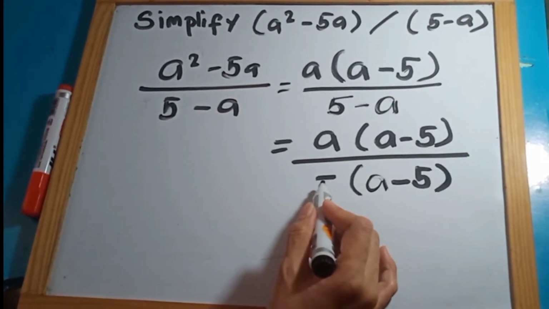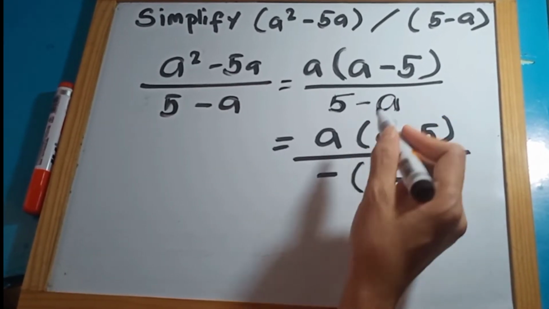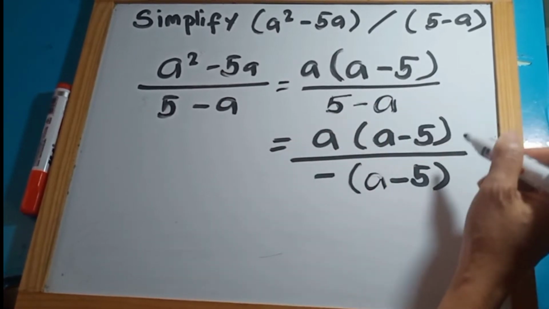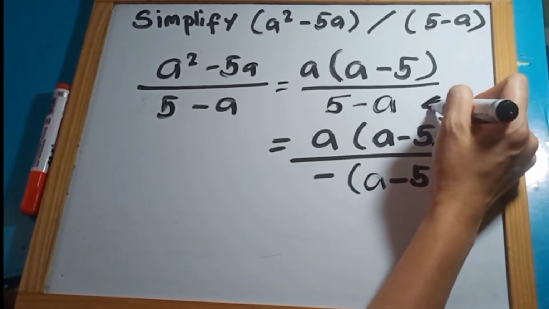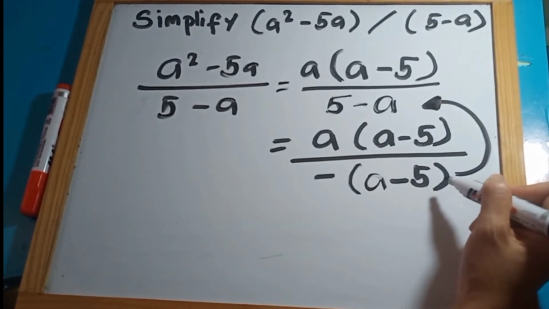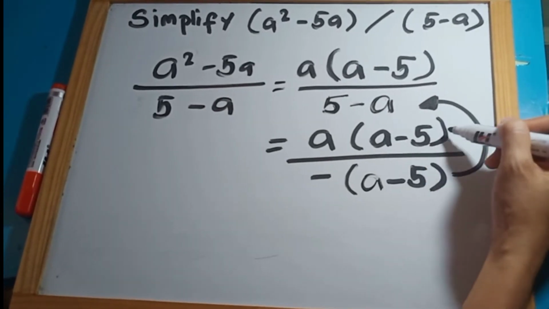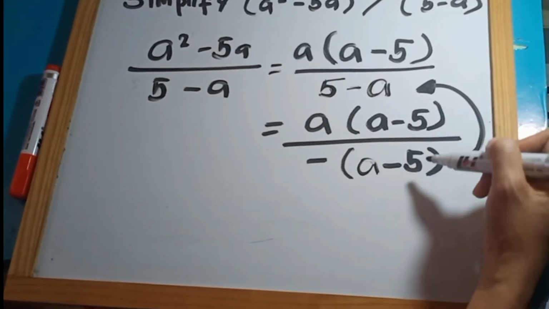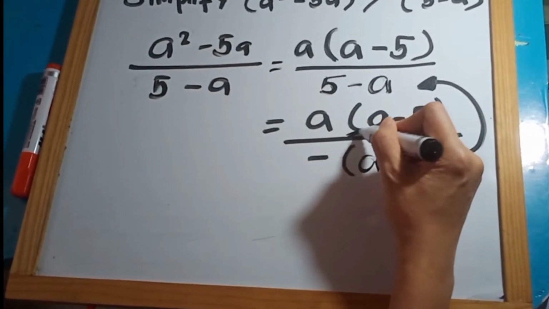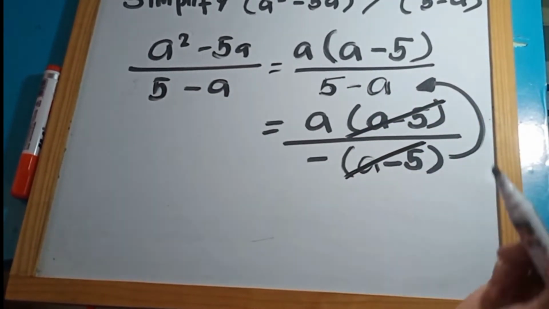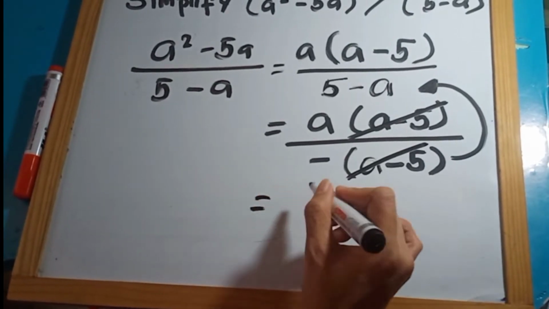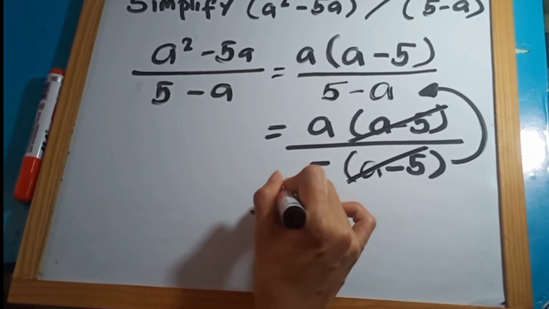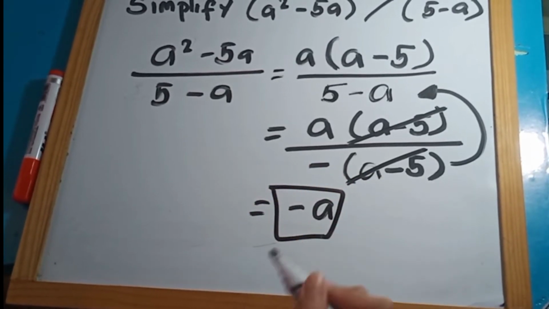Okay, so negative times a, negative a. Negative times negative 5, that's positive 5. So, therefore, equal siya dito. Alright, and since yung numerator natin at denominator natin ay may kapareha na siyang term, we can now cancel. So, ano na lang ang natira? That's a and negative, or simply, our answer is negative a.